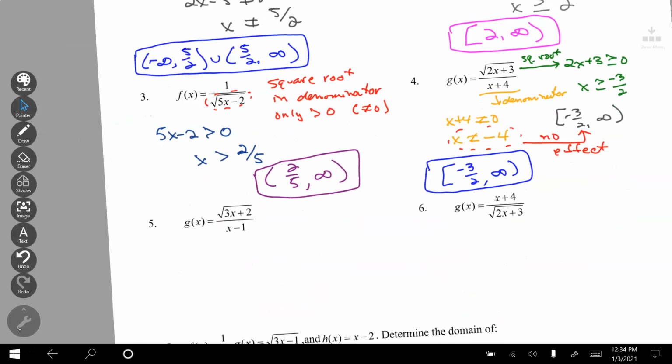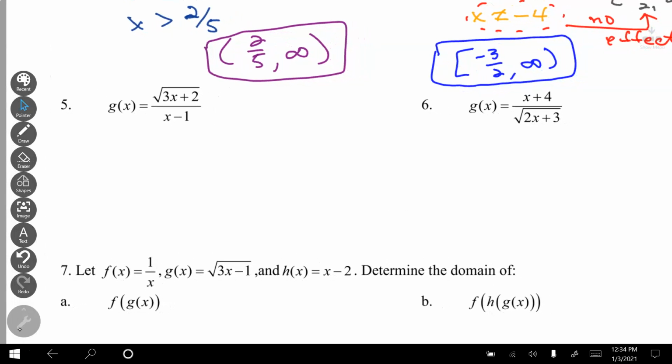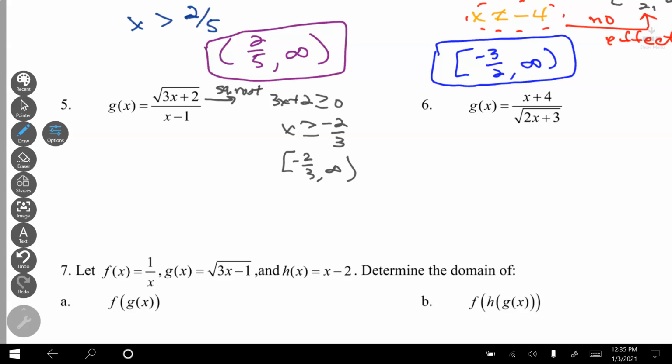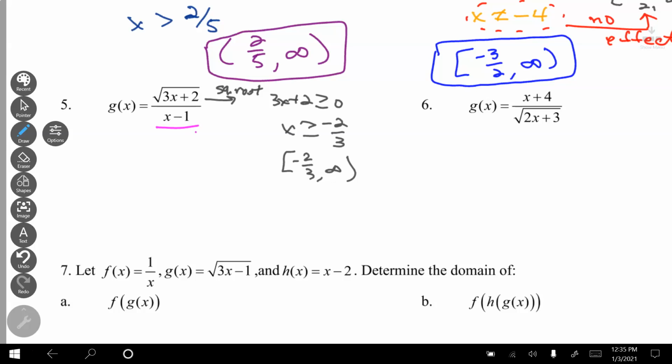So I'm going to move this up, do some more examples. Okay, I kind of have the same thing as before. I see I have a square root rule. I have 3x plus 2 greater than or equal to 0. X is greater than or equal to, subtract 2, divided by 3, negative 2/3. So right now I have negative 2/3 to infinity as my domain restriction for the numerator, the square root part. But I do notice that I have a denominator.